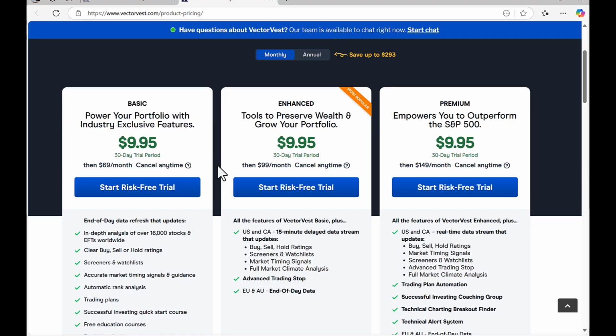So overall, I think this is a really powerful platform, particularly for swing traders, but also for active investors and day traders. And it can work really well if you're willing to put in the time and the work to figure out how the VectorVest system can work for you and create your own trading strategies that you can implement in this platform.